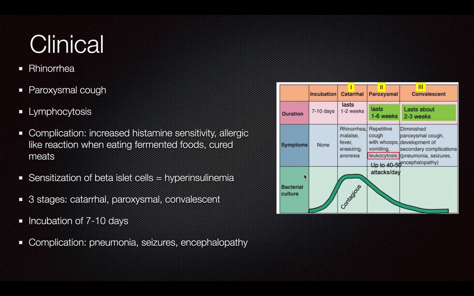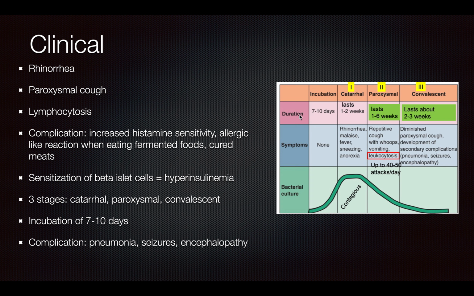So first is the incubation period, and then the catarrhal phase is going to be 1 to 2 weeks. It's going to be that rhinorrhea, along with the malaise, fever, sneezing, and is very contagious right now. The next is the paroxysmal phase, which is going to be 1 to 6 weeks, where there is going to be the whooping cough and the leukocytosis.